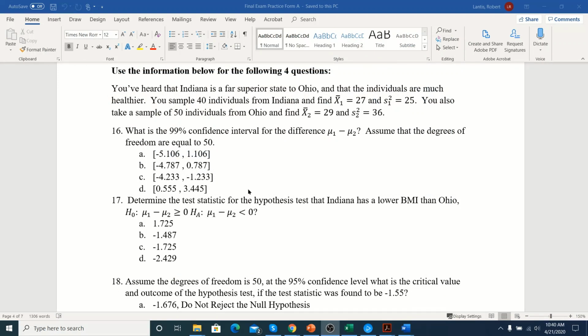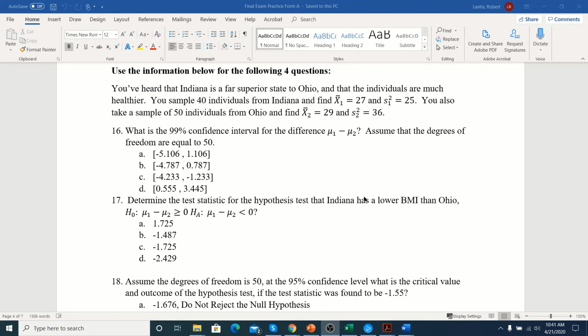All right, so 17, we're dealing with the same information, but let's say you want a test statistic for whether or not Indiana has a lower BMI than Ohio. In this one, I don't ask you for the null and alternative hypotheses, I give them to you. But this is another good one where, if you're working through this exam, remember that I want to determine whether or not Indiana has a lower BMI than Ohio, which, if Indiana is group 1, means Indiana minus Ohio. If Indiana's was lower, it would have to be less than 0. So even though I give you the hypothesis test here, you should be able to come up with it.